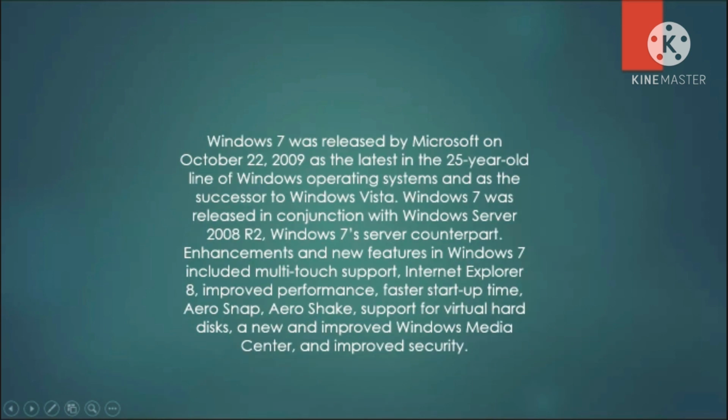Windows 7 was released by Microsoft on October 22, 2009 as the latest in the 25-year line of Windows operating systems, the successor of Windows Vista. Windows 7 was released in conjunction with Windows Server 2008 R2, Windows 7's server counterpart. Enhancements and new features in Windows 7 included multi-touch support, Internet Explorer 8, improved performance, faster startup time, a new improved Media Center, and improved security.